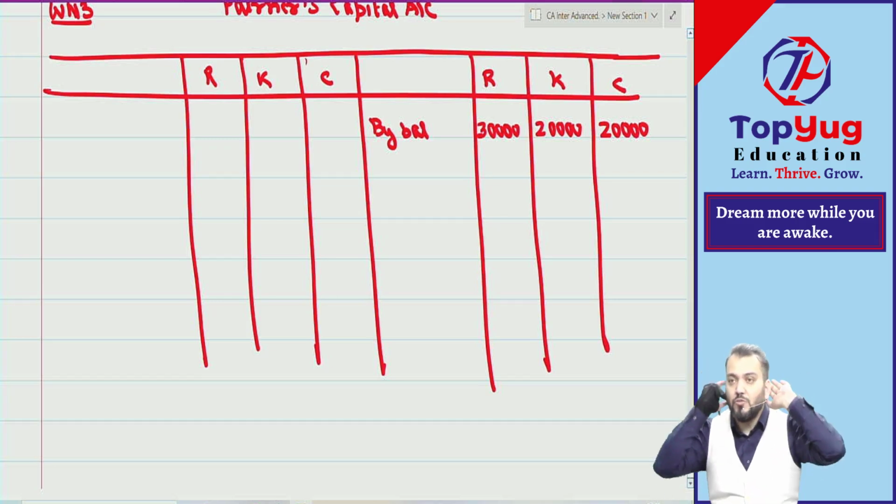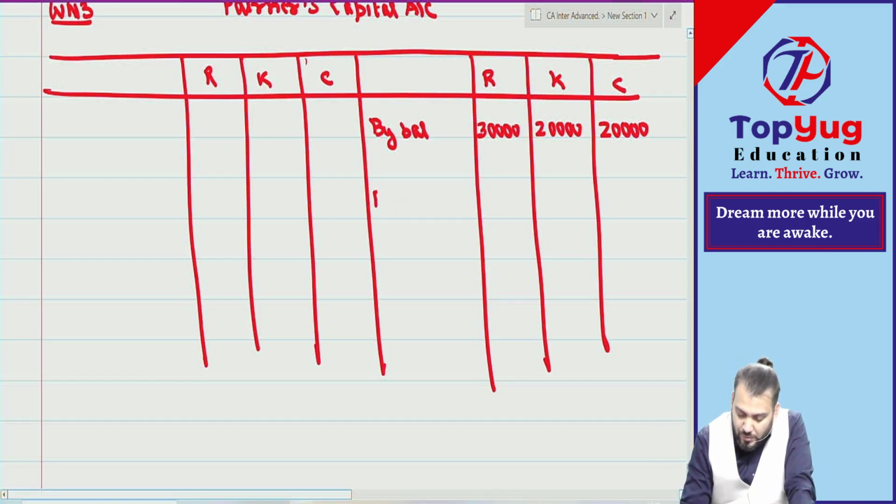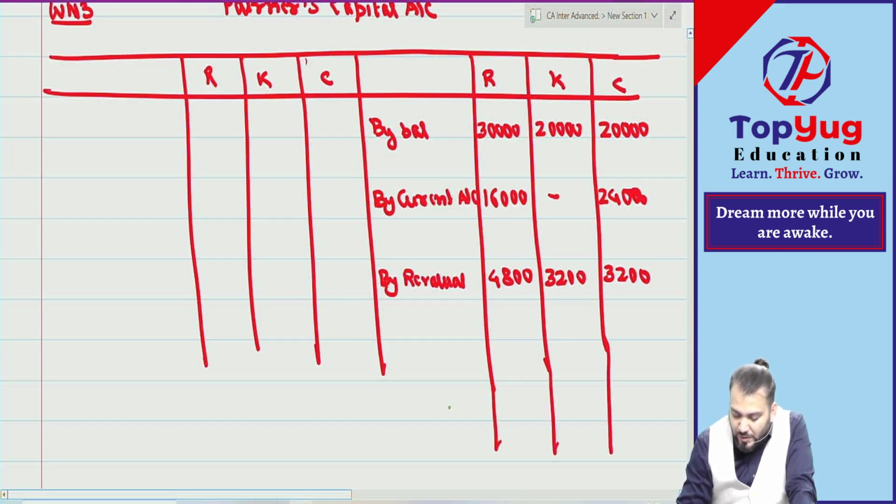Can I say the current account will be closed by transfer to the capital account? So we'll close the current account. Correct? So by current account, it is RNC, 16,000 and 24,000. Then there is a revaluation gain. So revaluation, how much? 4,800, 3,200, 3,200. Then there was goodwill adjustment.